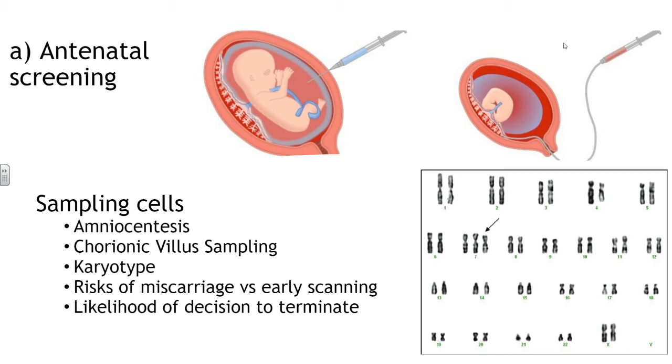CVS, chorionic villus sampling, you can do it earlier, but it has a higher likelihood of causing a miscarriage. This is because it's slightly more invasive. So the tube is passed up through the vagina, cervix, into the uterus, and then cells of the placenta are taken. It really depends how urgent the need is to have the sampling done.